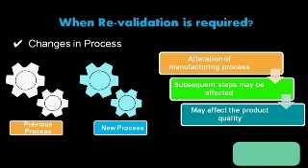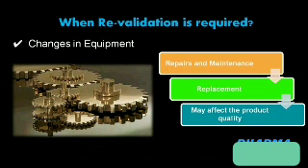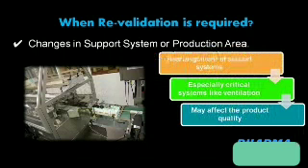Change in equipment. Many times it is required to repair, maintain or replace a key component of the equipment, which you can't avoid. So it is required to assess whether the quality is affected after any major change, repair, replacement or maintenance activity is performed. Change in support system or production area. Sometimes there is rearrangement of the support system or production area which may also affect the product quality, especially if you are making any change like to the ventilation system or HVAC system.